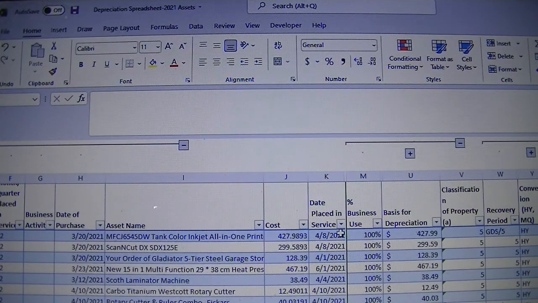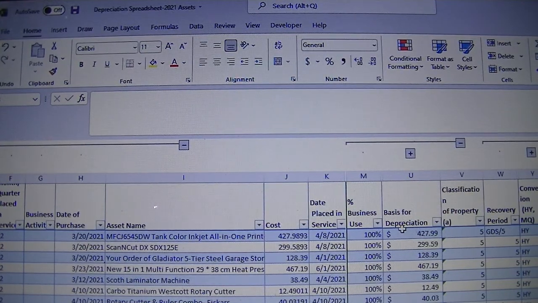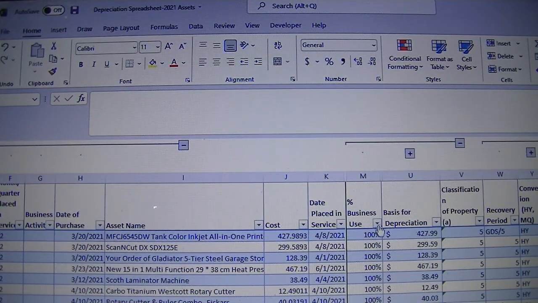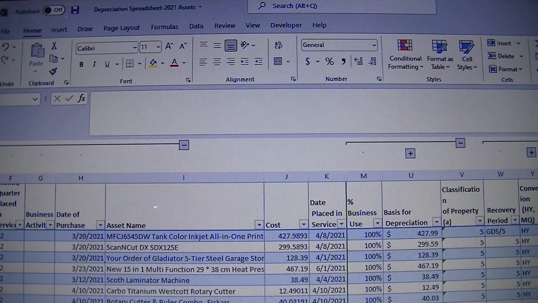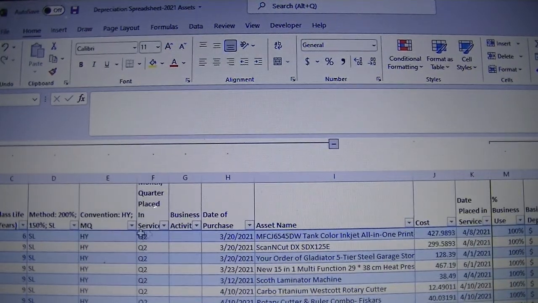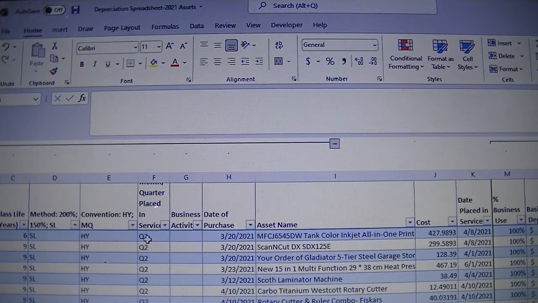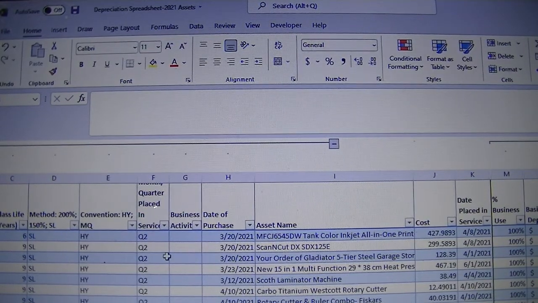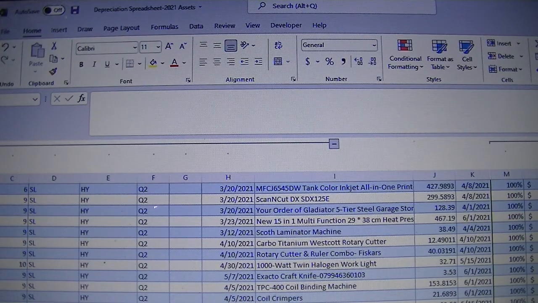So that's the date you place it in service. You don't have to start using it that date, but it is the date you set it up. It is ready to be used. And if you are going to use it 100%, it'll be good to know that as well. And one thing it will be a good idea to take a note of will be the quarter you place it in service. And you can just make those few entries to your depreciation spreadsheet throughout the year.